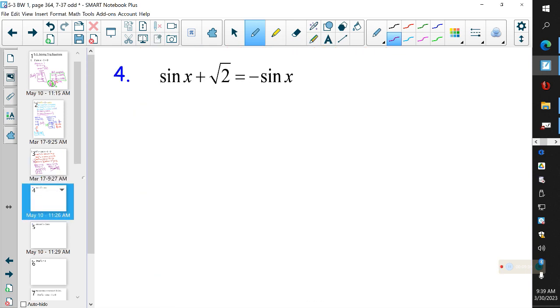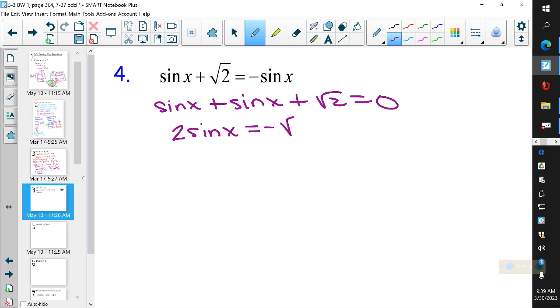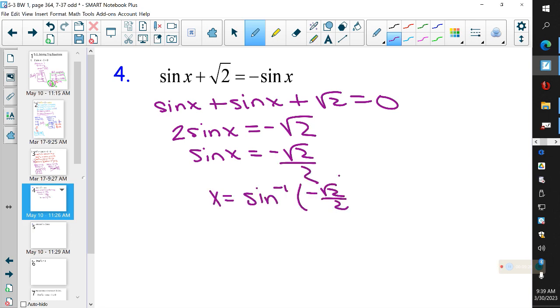Okay, so number 4. Sine of x plus the square root of 2 is equal to negative sine of x. Set this thing equal to 0, so I have the sine of x plus the sine of x plus the square root of 2 is equal to 0. So 2 sine of x is equal to negative square root of 2 by subtracting that over. Divide by 2. So I have x is equal to the sine inverse of negative square root of 2 over 2.